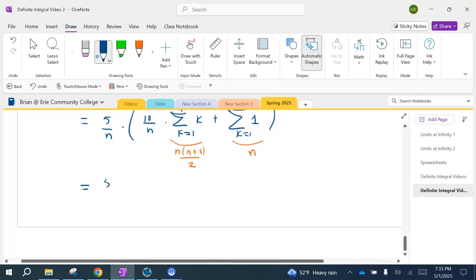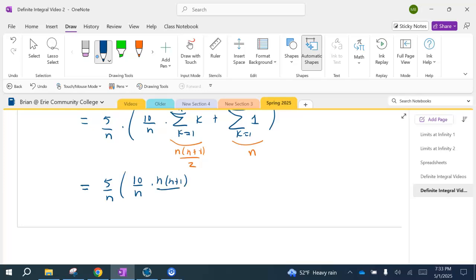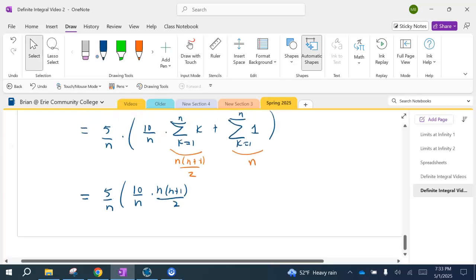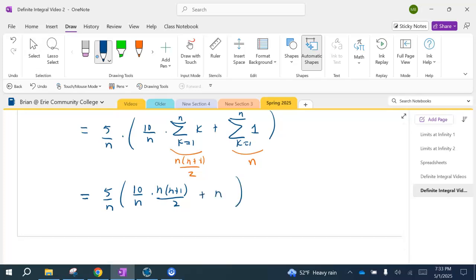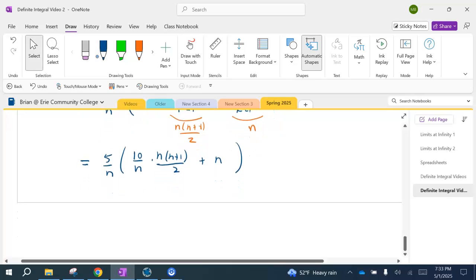So this is going to equal 5 over n times 10 over n times n plus 1 divided by 2. No summation sign anymore. The summation sign's gone because we've said that they're exactly equal. Plus, and this is just going to be n here. We'll do a little simplification, and then we're going to eventually take the limit. So what can we simplify?